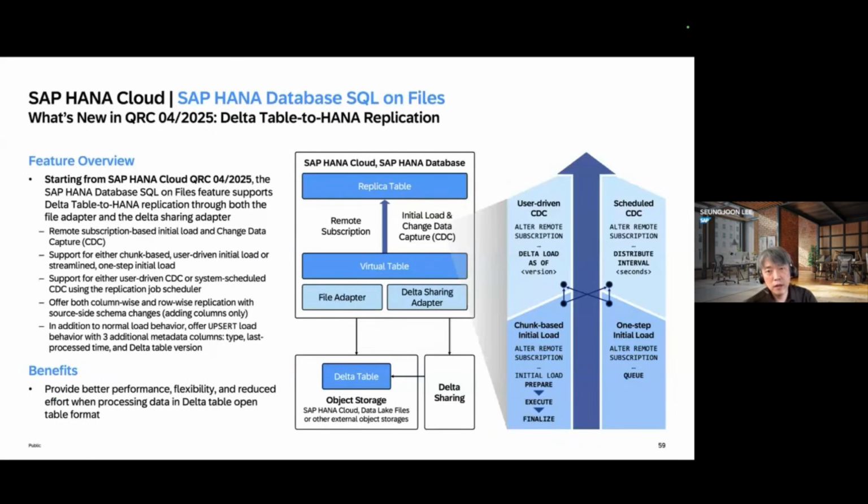Basically, as Rob already explained, we have supported the direct on-the-fly virtual table access to a Delta table, which can be stored in object storage or which can be accessed through Databricks Delta sharing. So in both cases, we introduced two adapters. One is the file adapter and the other is the Delta sharing adapter. And from QRC 04 this year, for those two adapters, we are happy to introduce a new capability, which is about replicating data into SAP HANA Cloud.